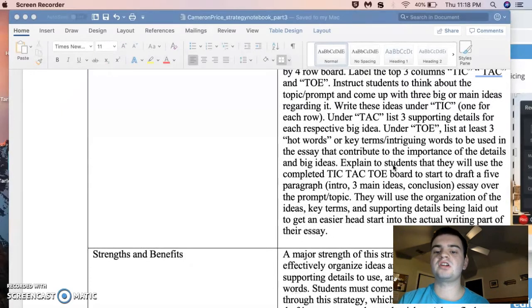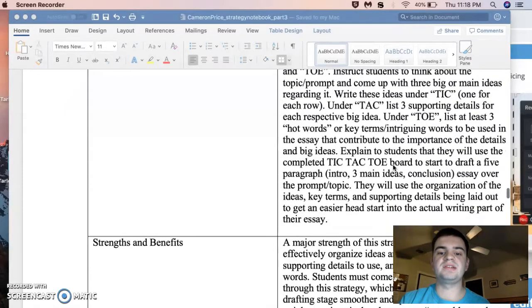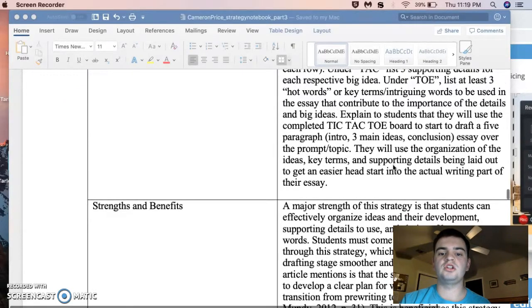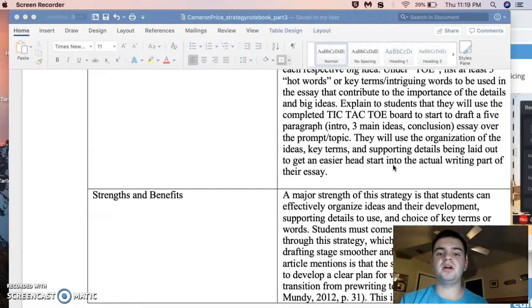Then under the last column, the TOE column, you list at least 3 hot words or key terms and intriguing words that you plan to use or think are important to integrate into the essay that go over the details and ideas. Then explain to the students that they will use the completed tic-tac-toe board to start a draft of a 5-paragraph essay, which will be the intro, 3 main ideas from the TIC column, and then a conclusion. That's where the whole 5 paragraphs come from.